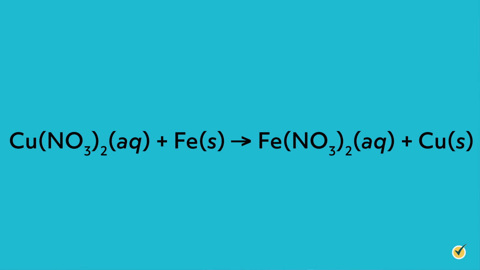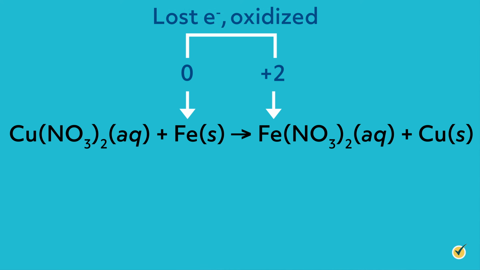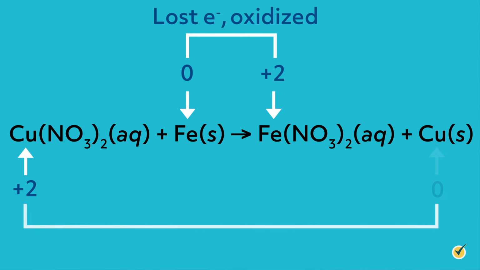Now let's assign the oxidation states for this reaction. Iron begins with an oxidation state of 0 and ends with an oxidation state of positive 2, so it has lost electrons. This means iron was oxidized. Copper picks up those electrons, going from an oxidation state of positive 2 to 0, which means it was reduced.